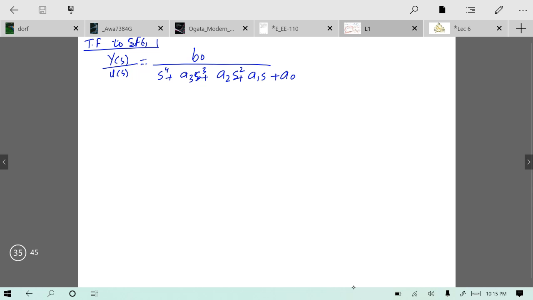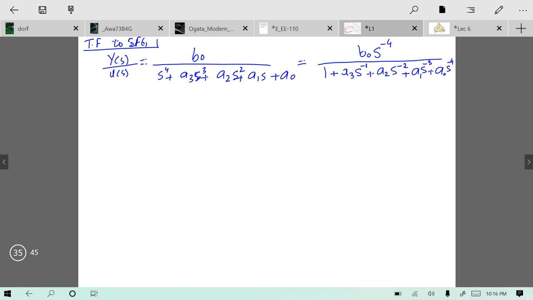First of all, I will try to write this equation in the form of Mason's rule, which was in the denominator I have 1 minus something. So dividing the denominator and numerator by s^4, I have b naught s^-4, and here I have 1 plus a3 s inverse. Dividing this with s raised to the power 4 gives you s inverse. Similarly, plus a2 s^-2 plus a1 s^-3 plus a naught s^-4.